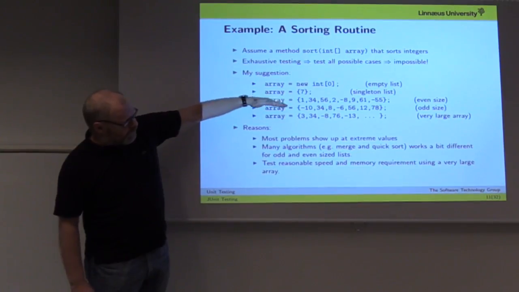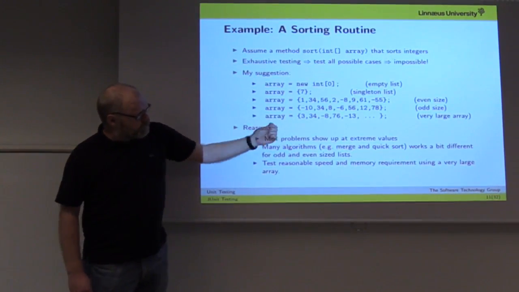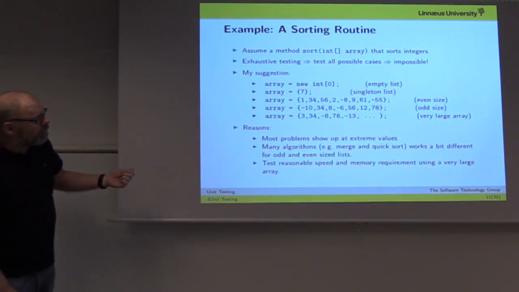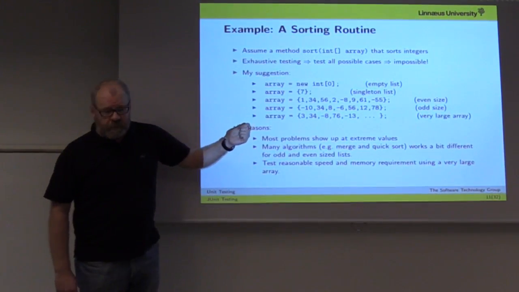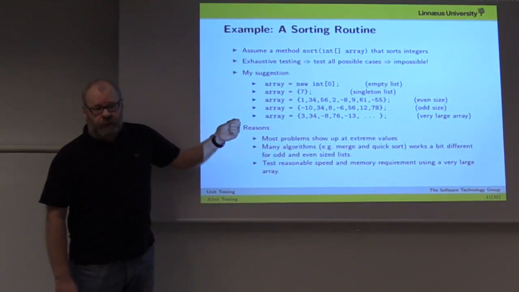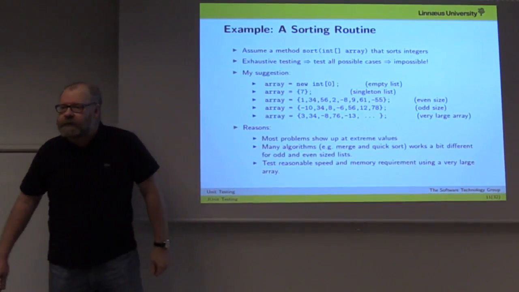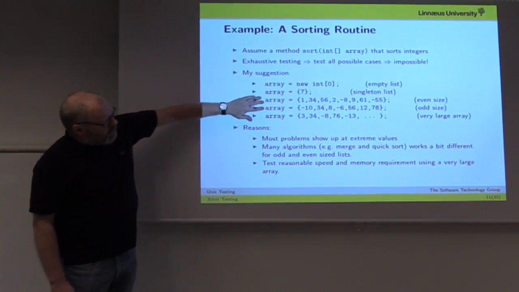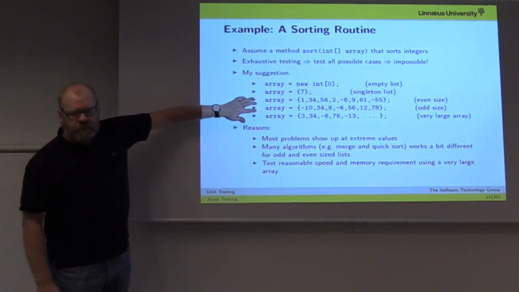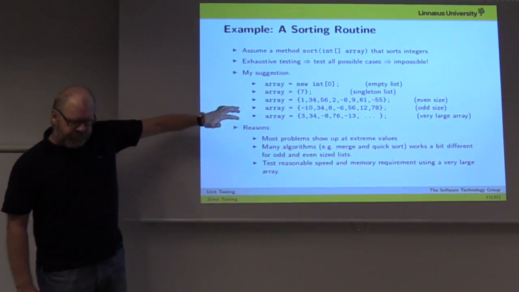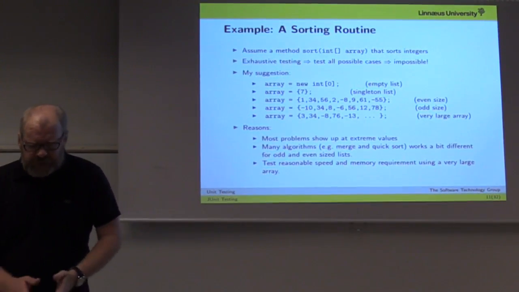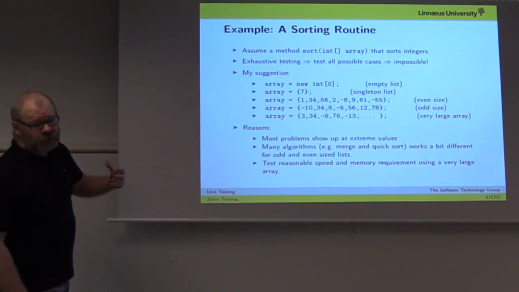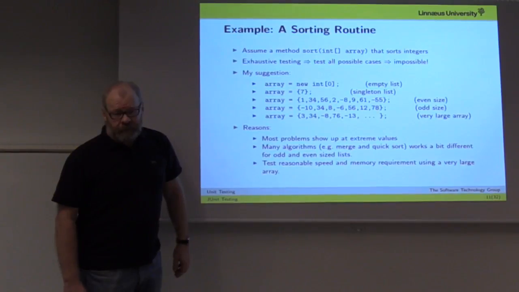Then we have a few standard cases, and then we have a very large array. But I agree with you, we should also have a case where it's already sorted. We should make sure that it doesn't change that one, or maybe in reverse order, and then it can handle this one. But the general idea is that the standard cases, we don't need many of them. If it can sort an array of size 10 with random values, it can probably sort one of size 20 of random values as well.